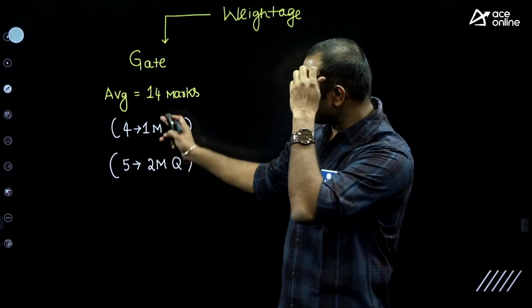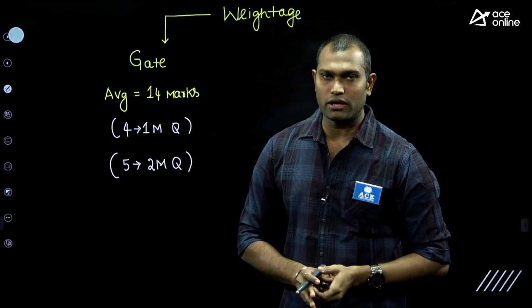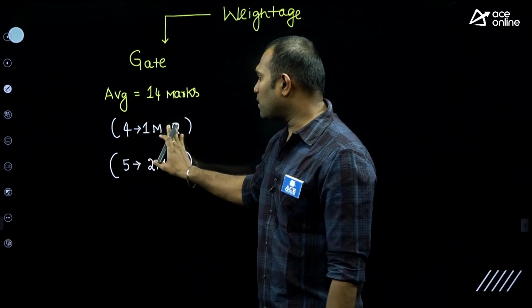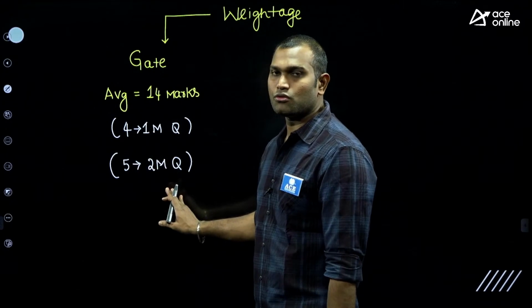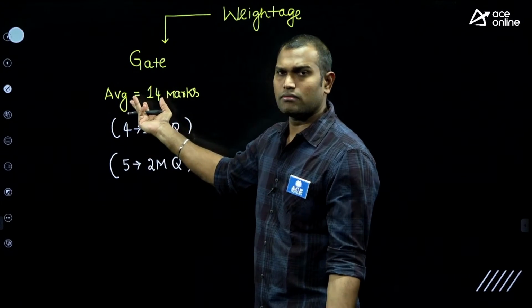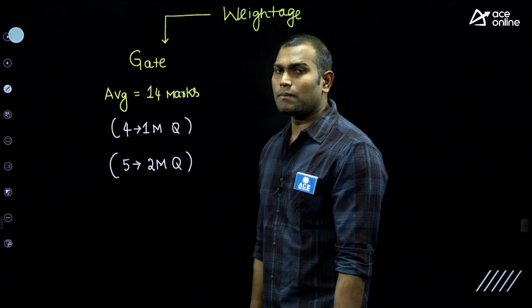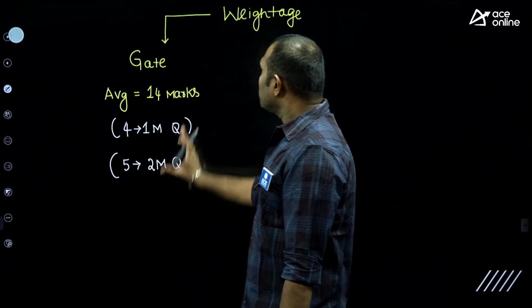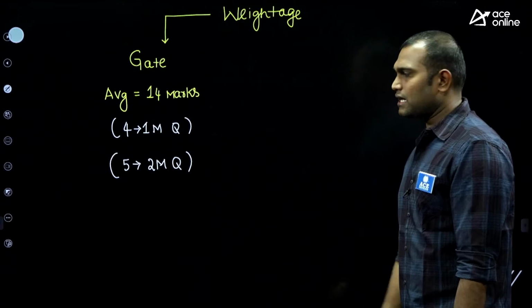So that's why I'm taking the average of 14 marks over here. Out of the 14 marks, 4 questions are 1-mark questions and 5 questions are 2-mark questions. Sometimes it's reversed, then it becomes 13 marks also. Sometimes 5 1-mark and 5 2-mark. Okay, so this is about the GATE weightage analysis.